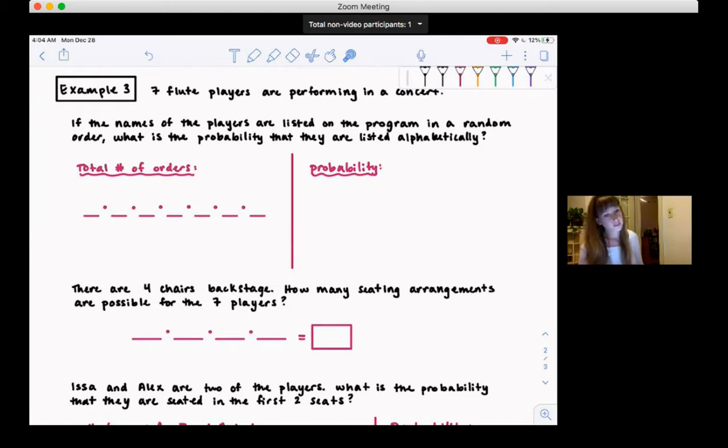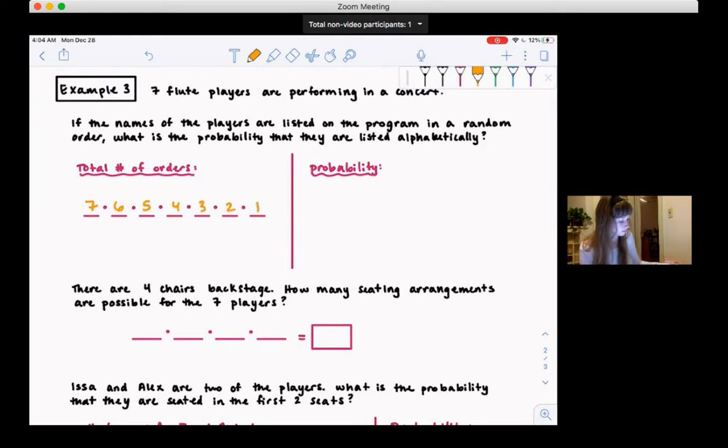So we need to know the total number of possible orderings, and then we need to know the total number of ways they could be listed alphabetically. So total number of possible orders. There's 7 flute players. So for the first name, we have 7 options. But then we're not going to relist that same flute player. So for the second position, we only have 6 options. And then 5, 4, 3, 2, 1.